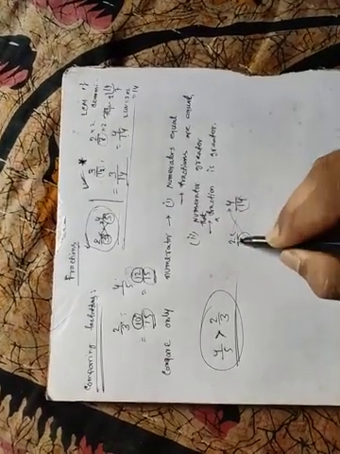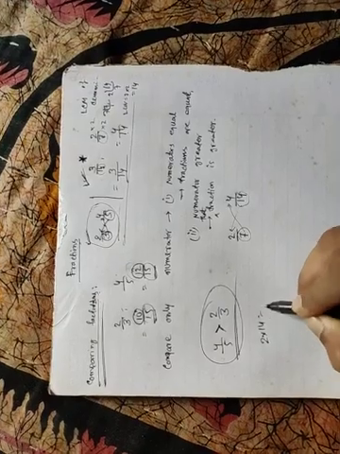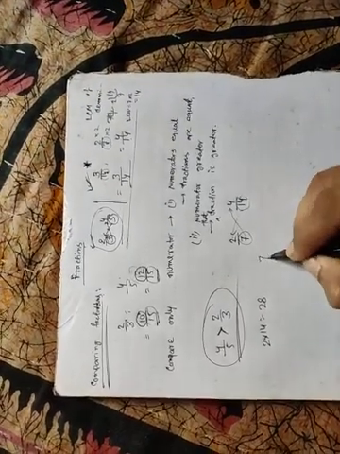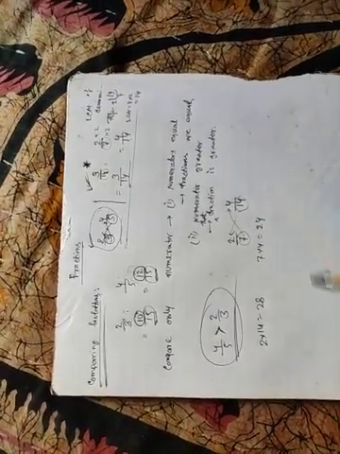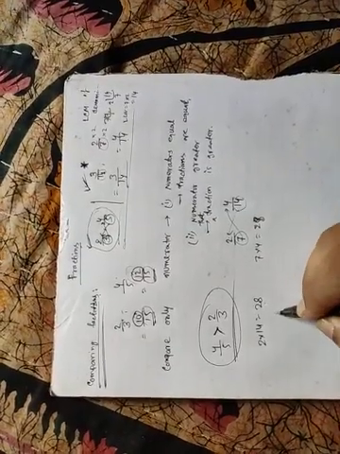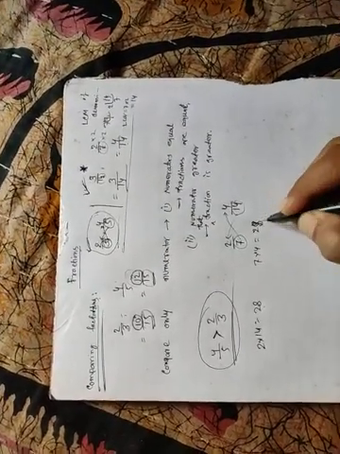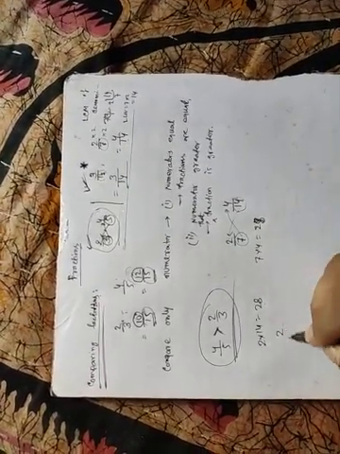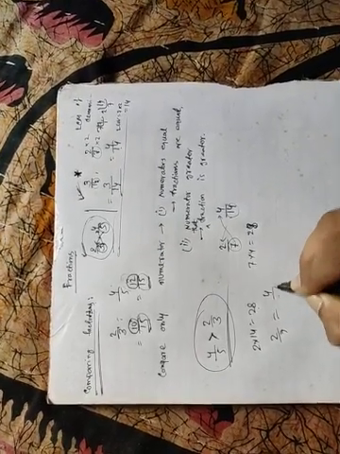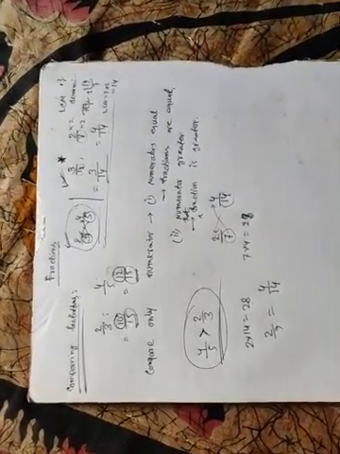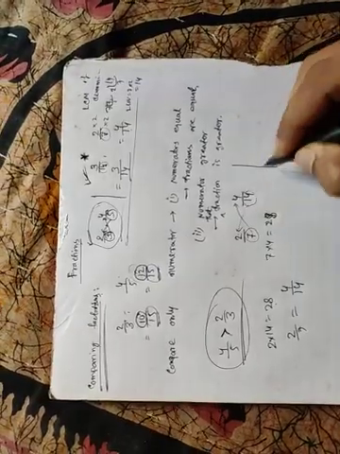So if you do the multiplication, 2 into 14 is equal to 28 and 7 into 4 is equal to 28. So here you see 28 is equal to 28. So the multiplications are the same, that means the fractions are equal.